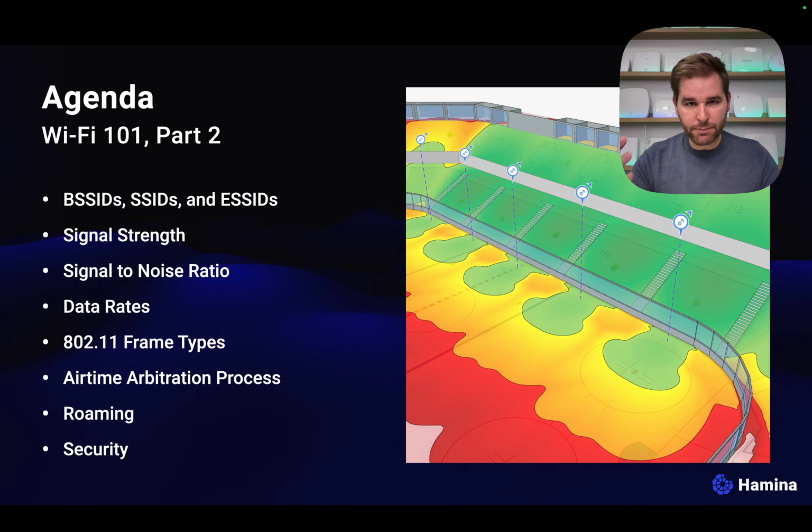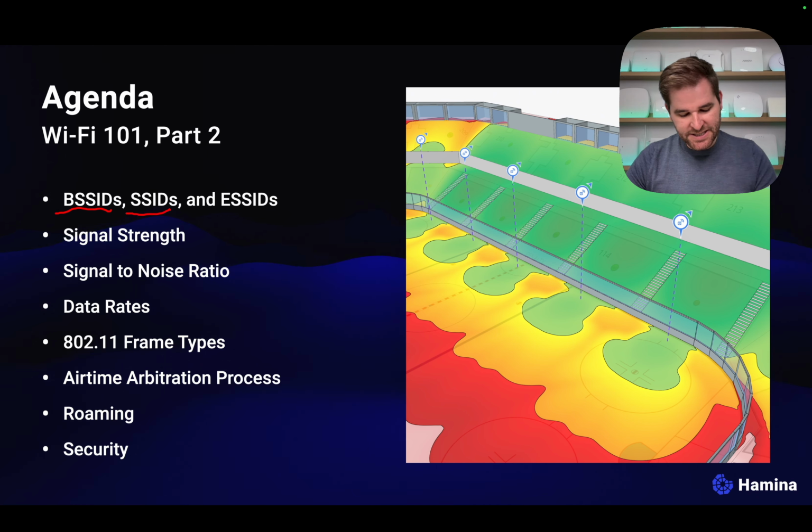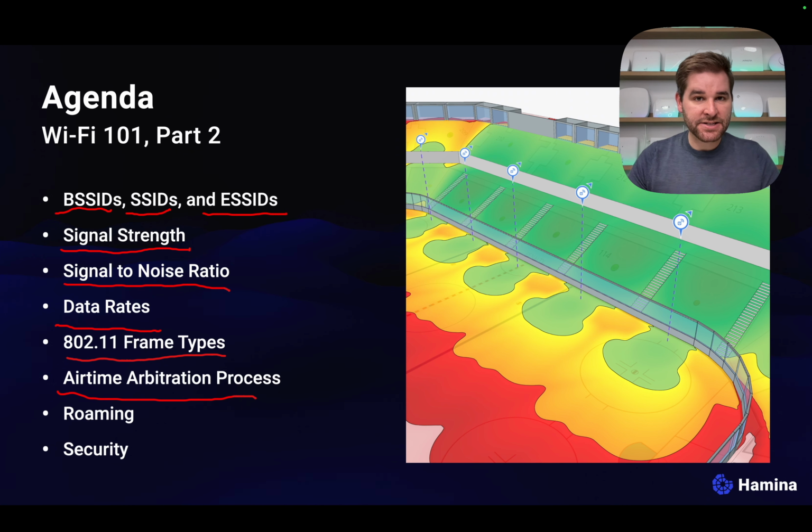So let's jump in and talk about what we're going to talk about today. We'll begin by talking about BSSIDs, SSIDs, and ESSIDs, what they all do basically in the world of Wi-Fi. Then we'll talk about signal strength and signal to noise ratio, and how signal to noise ratios impact data rates. Then we're going to dip our toes into the world of 802.11 packet analysis or frame analysis by looking at the 802.11 frame types, and then we'll talk about how devices arbitrate for airtime, how they decide which device is going to talk next.